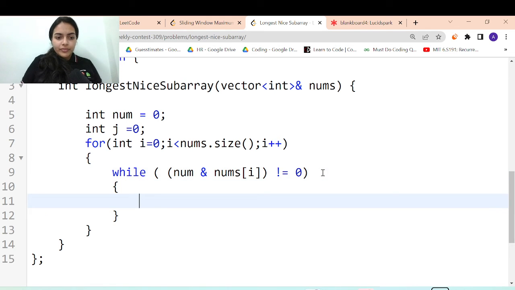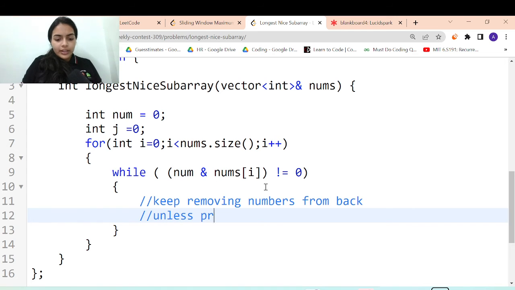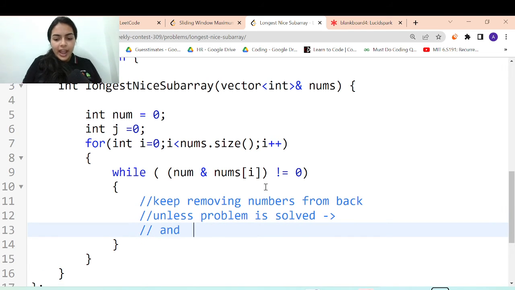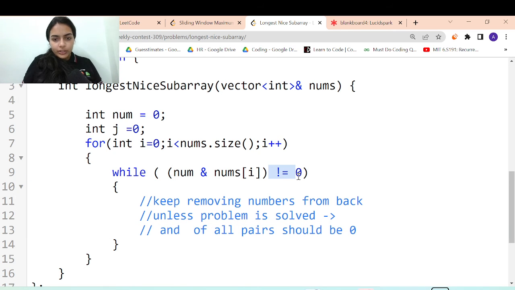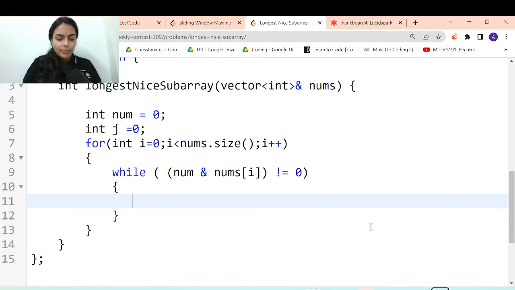There is a problem, because the current element has a problem. With which number it has a problem, we don't know, but we have to keep removing numbers from the back side until this problem is solved. Because in our subarray we need to have the AND of all pairs as 0. So if it is not equal to 0, there is a problem and we need to keep removing numbers from the back side.